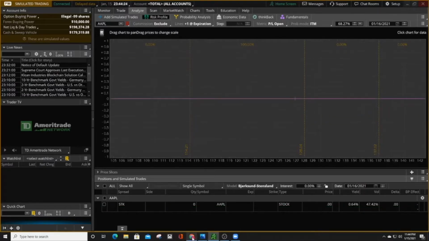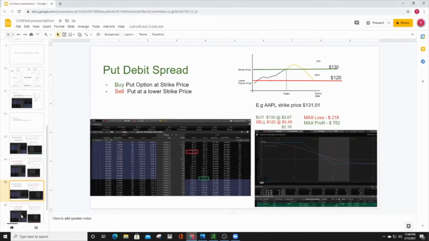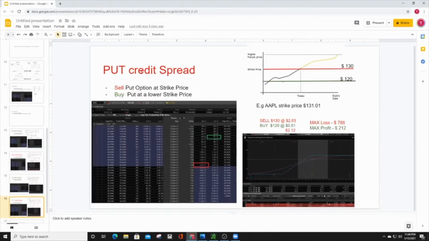Now let's go back to our notes to the last one, and this is the put credit spread. Remember, it's the opposite of the put debit spread. In the put credit spread, it's because you believe the price will go up, and so that's why you're selling the put spread option.